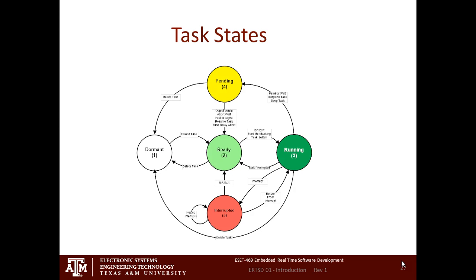But the task can also say, hey, operating system, I just changed something that you care about. And when it does that, that's that path that you see going north from interrupted to ready. When the ISR exits back into that ready state, that's the ISR saying, hey, kernel, I changed something. And that will take the task that was interrupted and change it from interrupted status to ready status.